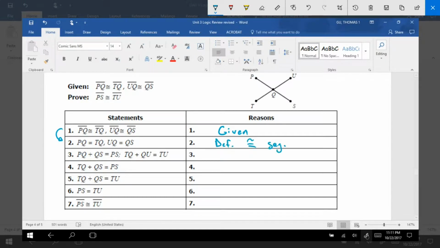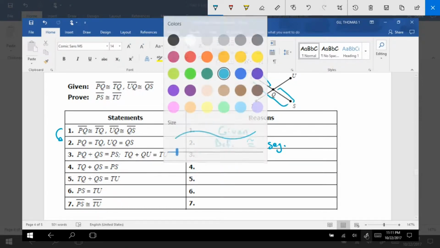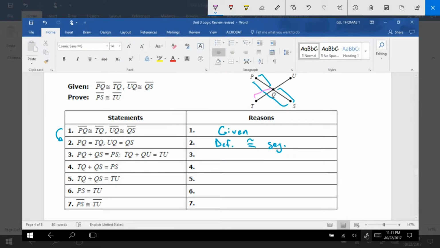All right, number 3, we've got PQ equals TQ, and UQ equals QS, and suddenly we have PQ plus QS equals PS, and TQ plus QU equals TU. If you look at the picture, they're saying that 2 parts add together equals the whole thing. What is that? That's the segment addition postulate. Okay, next one. From 3 to 4.